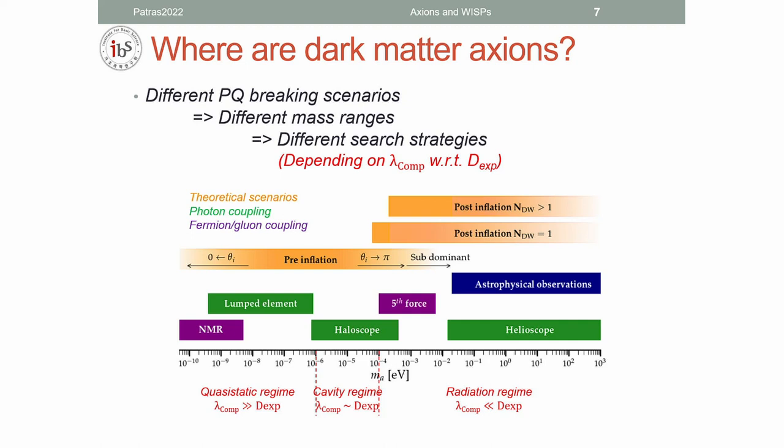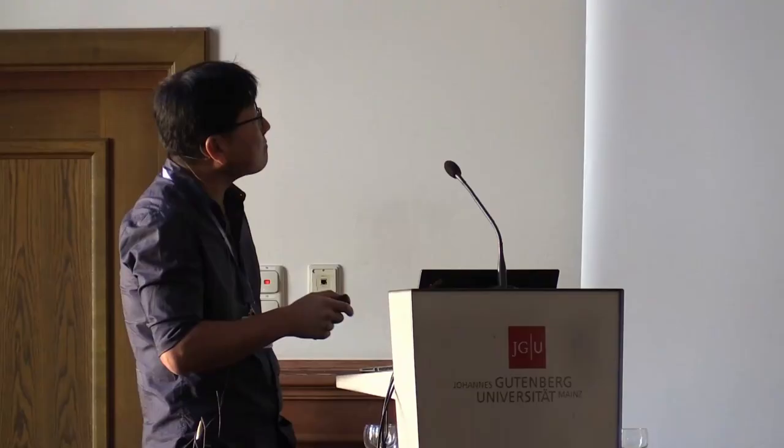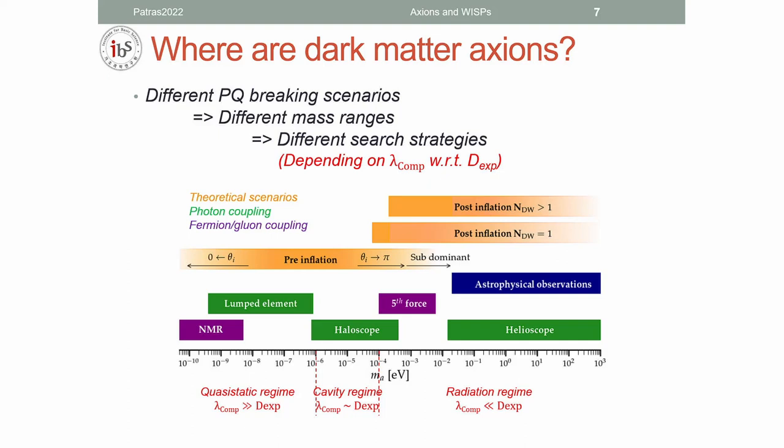All right, so basically different PQ symmetry breaking scenarios predict different mass ranges over here, which require different search strategies. And this search strategy depends on the Compton wavelength of the axion field with respect to the size of the experiment. So here is the cavity regime, and here is the quasistatic regime, and on the other side we have the radiation regime too.